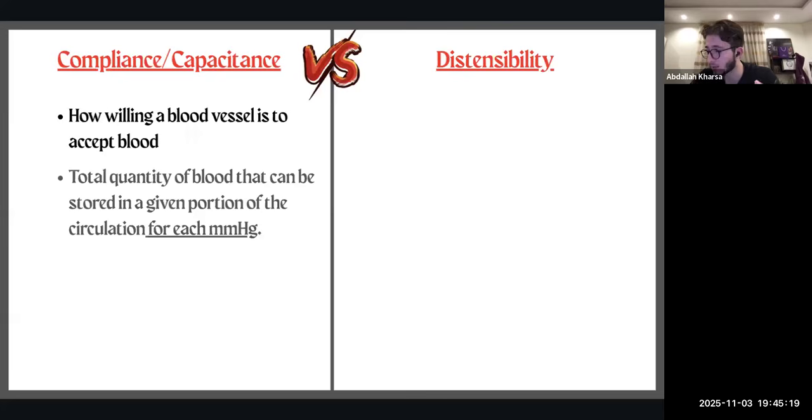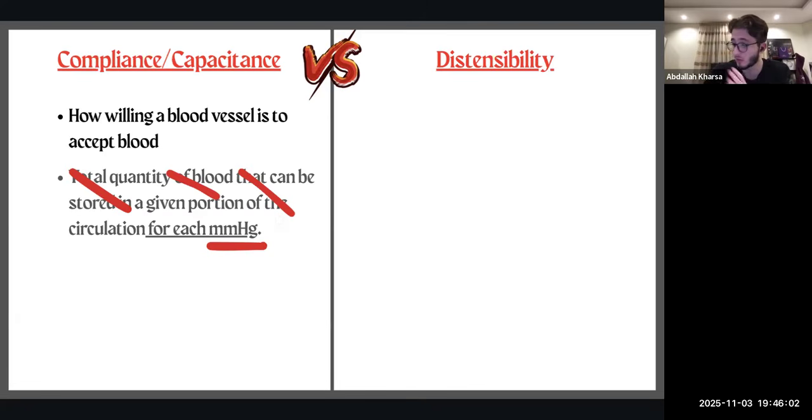Compliance, or capacitance, measures the total quantity of blood that can be stored in a given portion of the circulation for each millimeter of mercury. It's a lot of words, so I just want you to think of compliance this way: if I give this vessel an increase in pressure, how much the volume increases is how much compliance it has. If I increase the pressure by 10 and the volume increases by 100, that's a high compliance. If I increase the pressure by 10 and the volume increases by 50, that's a low compliance. The vessel isn't accepting the blood. Does that make sense?